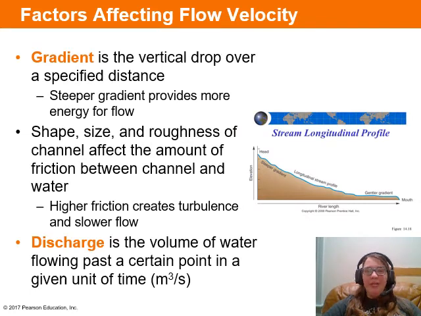So with our gradient, again, this is just the slope of the river channel. And when we're looking at our streams, we want to look at a profile. If we could cut a river in half and be able to look at it from where it starts to where that river eventually ends, this is going to give us a profile of our river. And almost every single river is going to have the same profile.